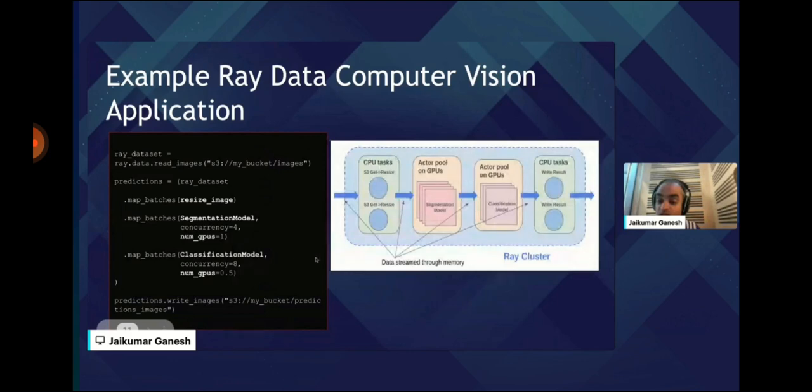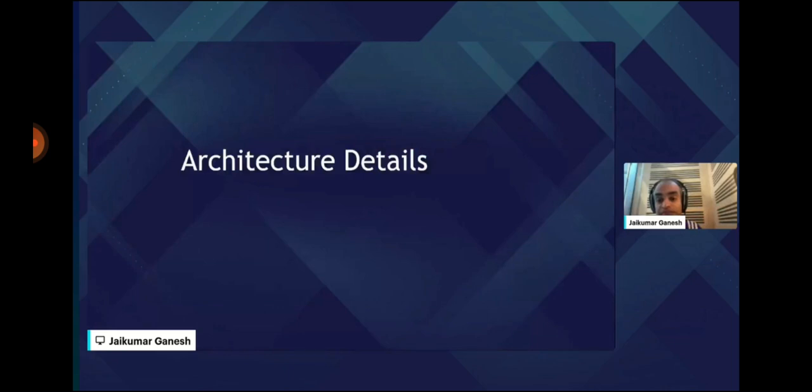Ray cluster, this is how it looks. The resize image step is CPU augmentation; the segmentation model and classification model run on GPUs, and each of them can be independently scaled with just specifying the concurrency, and the write results is CPU bound. The other aspect is that the GPU tasks don't have to sequentially wait till the CPU tasks are finished. So if a chunk of data is ready to be processed on GPUs, it can be streamed to the GPUs, thus increasing throughput and efficiency.